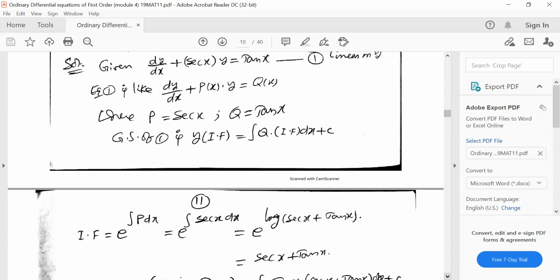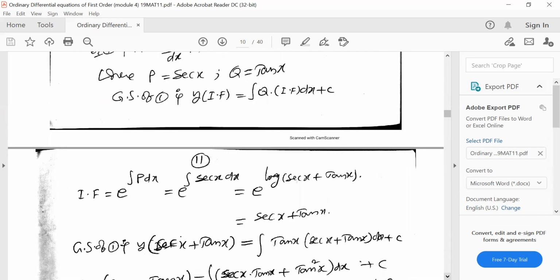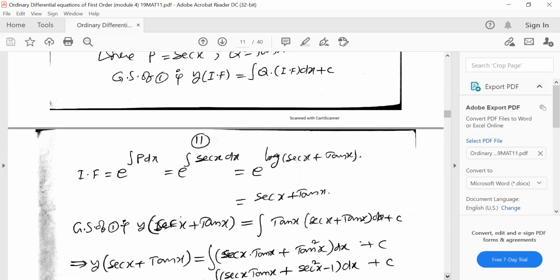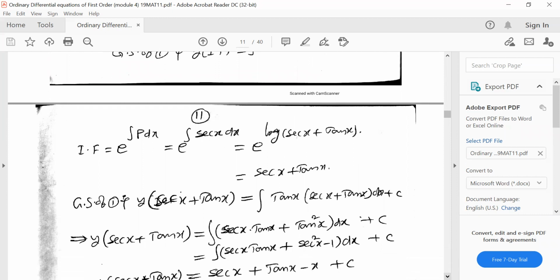So the integrating factor is e power integral p dx. P is secant x, so we need the integral of secant x. The integral of secant is log of secant x plus tan x. So e power log of that is only that function, secant x plus tan x. So what is the general solution? y into IF is integral of q into IF dx plus c.